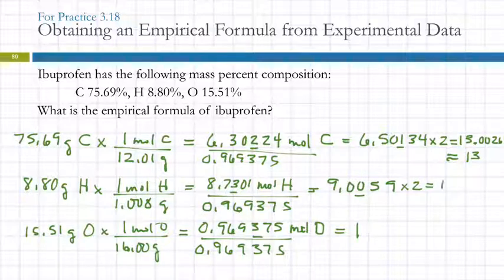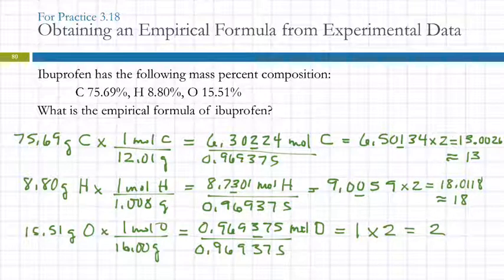So I do that one, and I get 18.0118. That is also close enough to round, so that's 18. And then this one, I also have to multiply by 2, and so I'm going to get 2. Now I've got my whole numbers: 13, 18, and 2. That is the lowest whole number ratio. I had to multiply by 2 because 6.5 to 9 to 1, although it is the same ratio, isn't whole numbers. And I can't have 6.5 atoms of carbon.